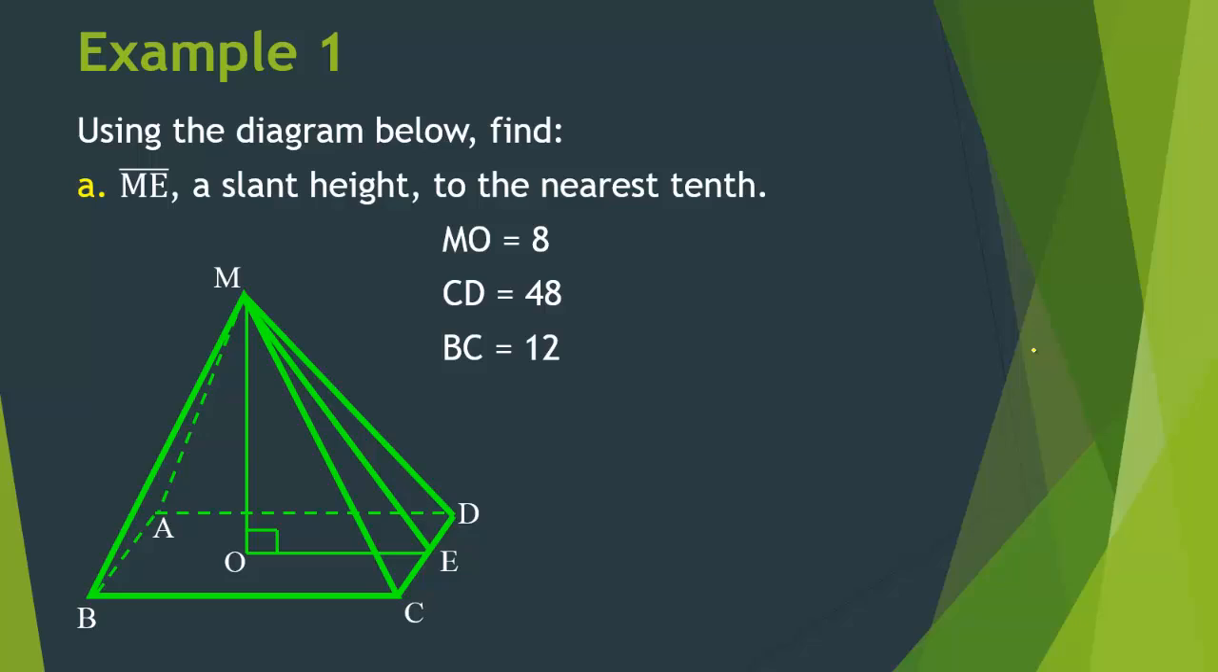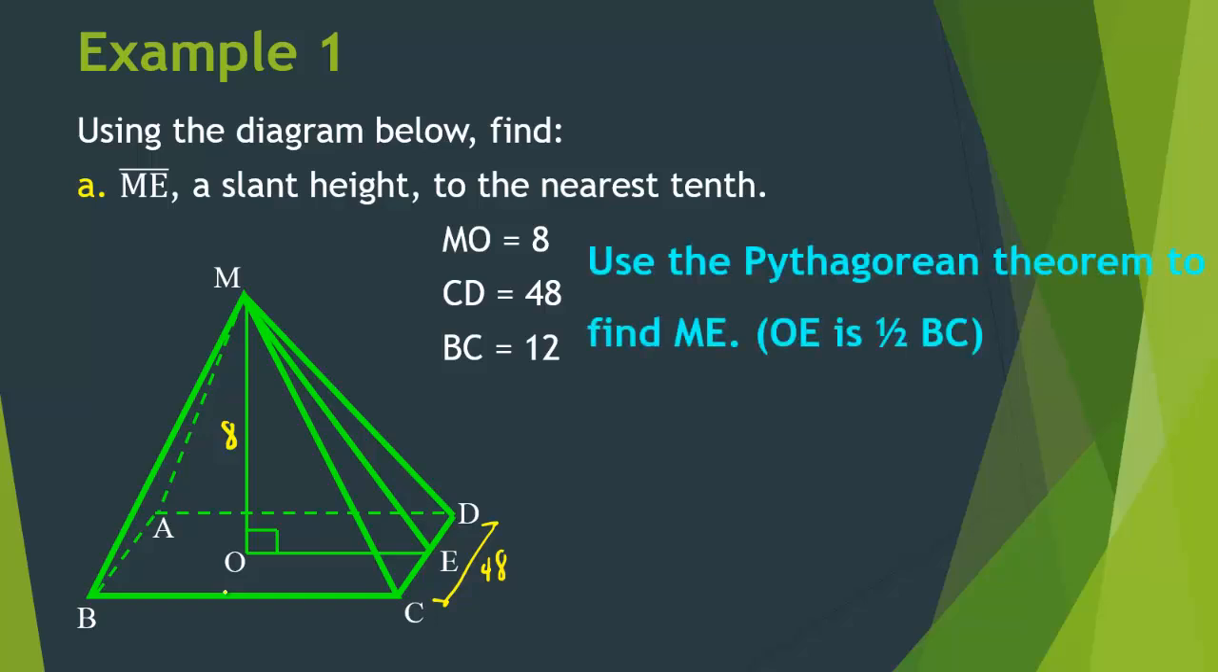So let's start with A. We know that MO is 8. We know that CD, which is this whole thing here, is 48. And we know that BC is 12. Probably not going to worry about BC for this one. What we are going to do is use the Pythagorean theorem to find ME. So actually, yes, we are going to use BC because OE is half of that, which means that OE is 6. So what we're not going to use is this right here. So we're trying to find this right triangle here. Triangle MOE.